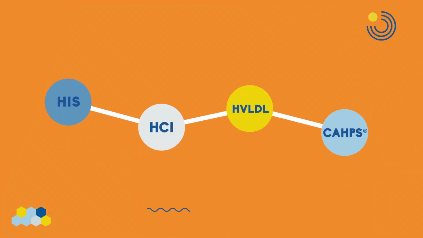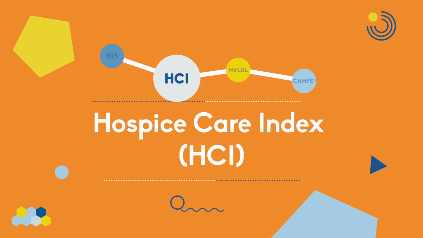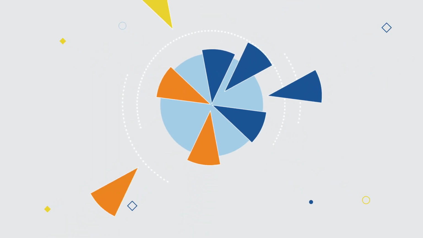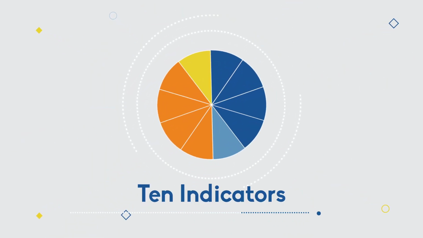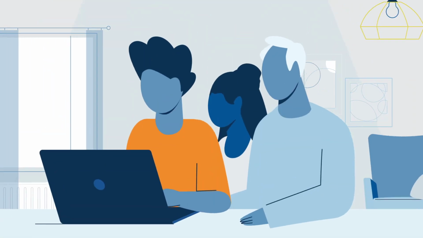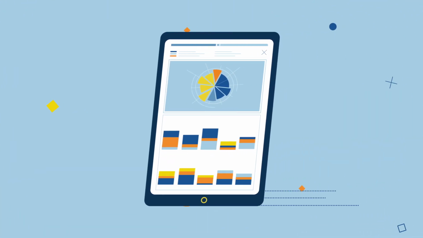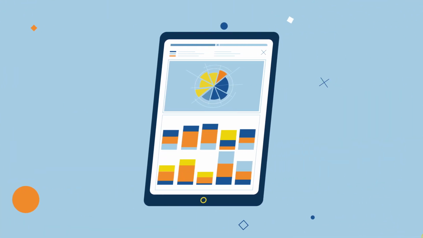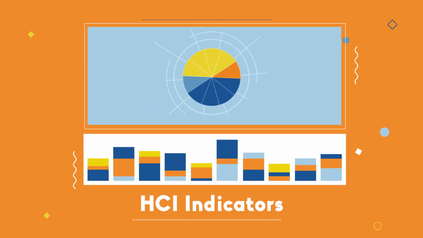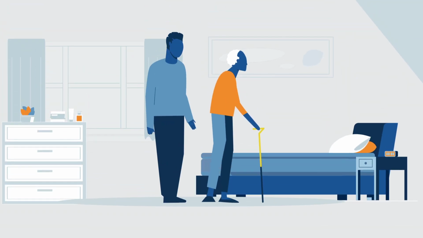The next HQRP measure, capturing care across the hospice stay, is the Claims-Based Hospice Care Index, or HCI. HCI combines 10 quality indicators reflecting different aspects of hospice care into a single score that patients and families can readily use to compare hospice providers. The index score represents aspects of hospice care delivered from admission to discharge. Each of the 10 HCI indicators are weighted equally, representing the important role each plays in quality of care throughout the hospice stay.